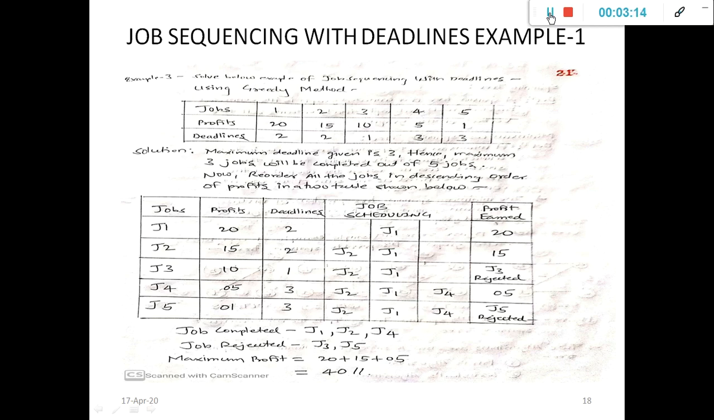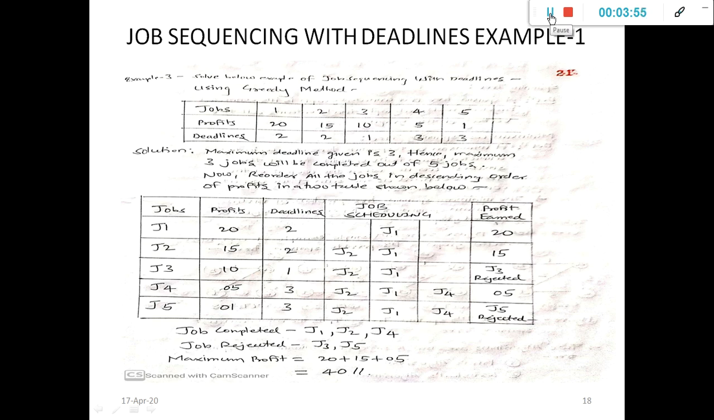Assume you are given an example as shown in table 1. There are 5 jobs and each job is associated with some profit and deadline as shown in table 1. From the given example, it's clear that the maximum deadline is 3. That's why out of 5 jobs, only 3 jobs will be executed or completed and 2 jobs are rejected. Now you have to find out which jobs are completed to get maximum profit and which jobs are rejected by applying greedy method.